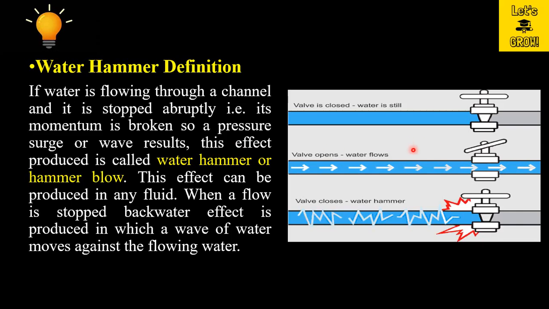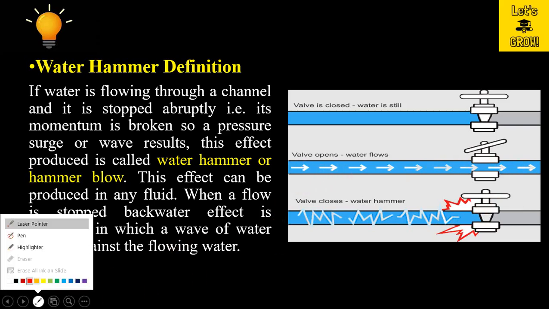So in this figure you can see, when the valve is in closed position, water is still. If this valve is in closed position, the water will remain present on the left side and the right side will remain empty. When the valve is in open position, the water will flow continuously. But the moment you close this valve suddenly, the momentum of water will be in the direction of the right side.